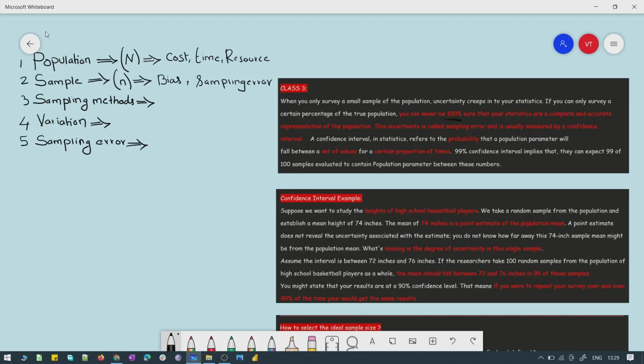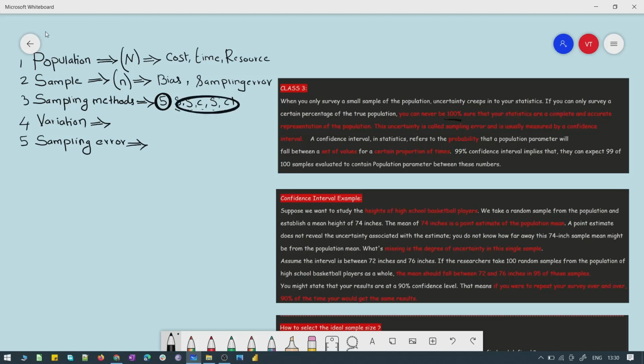Now we discussed the different sampling methods. I think we covered 5 different methods in the last class. We covered simple random sample, and then we looked into systematic sample, convenience sample, and then we also covered stratified sample and then clustered sample. Correct? So 1, 2, 3, 4, 5. Yes. So these are all the 5 different sampling methods that we covered in our last class.